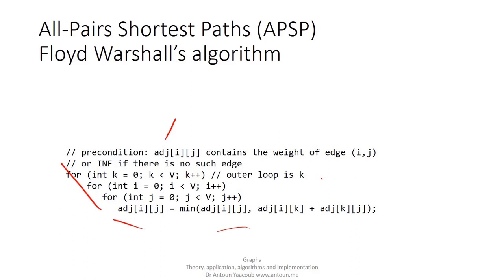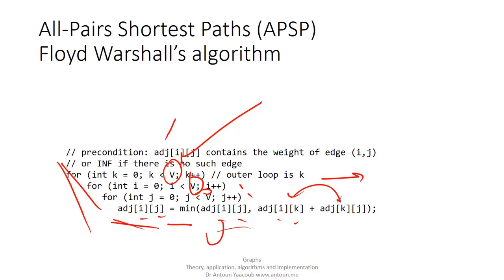You should pay attention that the outer loop is k. We'll tell you in a while what k means. The inner loops are int i and j. As you can see here, we have just k here. This is the same as the multiplication of adjacency. So we have 3 for loops. The outer loop is on k. All are looping from 0 to V, and adjacency i of j is equal to the minimum of the old value of adjacency i j, and adjacency i k plus adjacency k j.